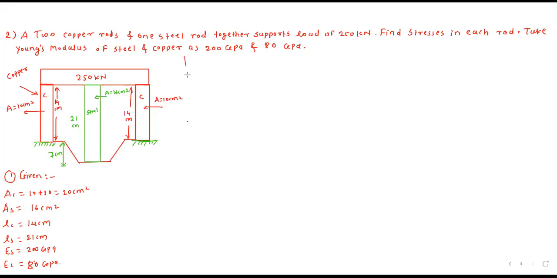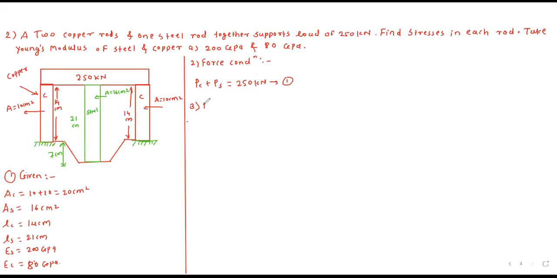So in the first step, we have to apply the force condition. In the force condition, load taken by copper rod plus load taken by steel rod is equal to the total load, 250 kilonewton. This is our equation 1.